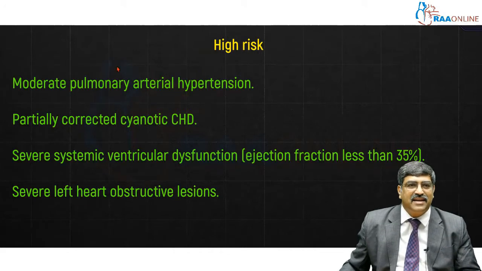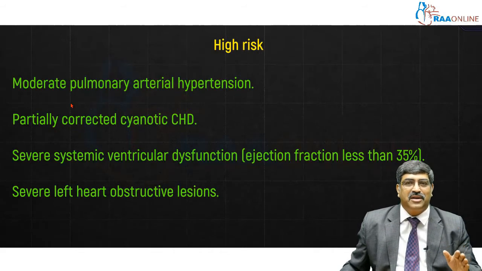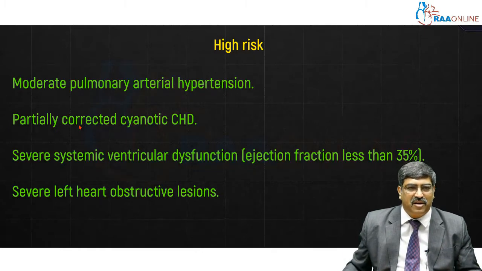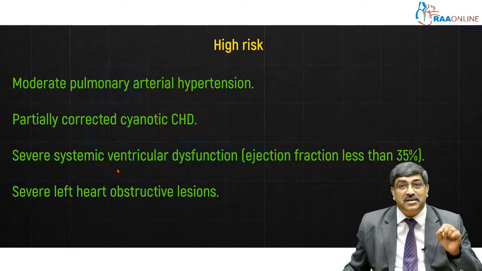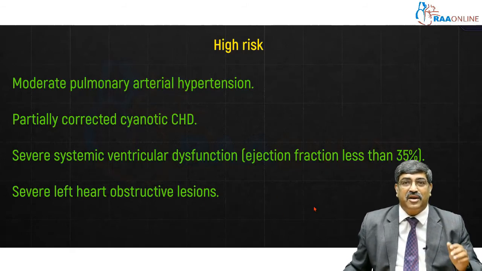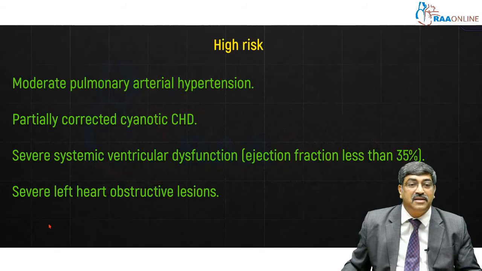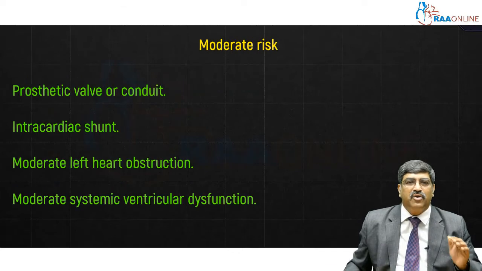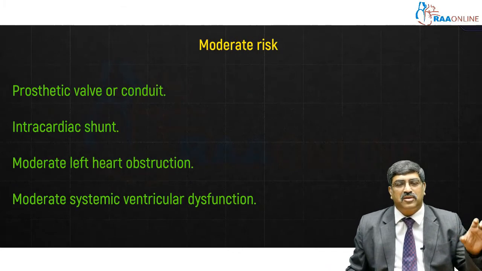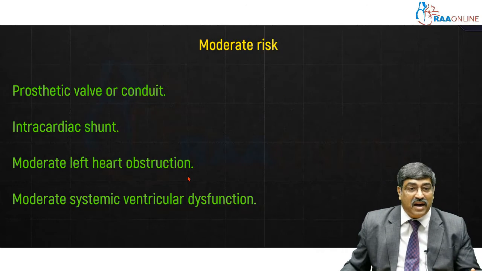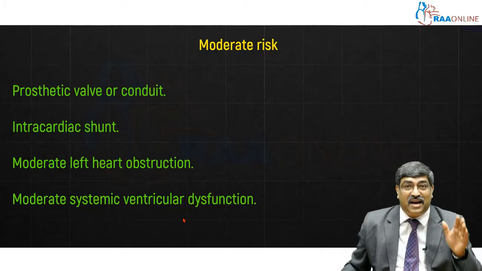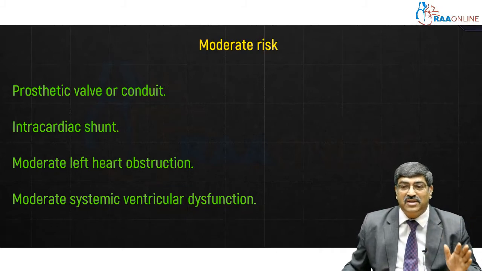Coming to high risk categories, here the pulmonary artery hypertension is moderate, partially corrected cyanotic disease like a BT shunt done for a cyanotic congenital heart disease, severe systemic ventricular dysfunction where your ejection fraction is less than 35%, severe left heart obstructive lesion. These are all high risk category. Coming to moderate risk, where you place a prosthetic valve or conduit, an intracardiac shunt, moderate left heart obstruction and moderate systemic ventricular dysfunction. There is highest, high and moderate risk. There is no low risk category.